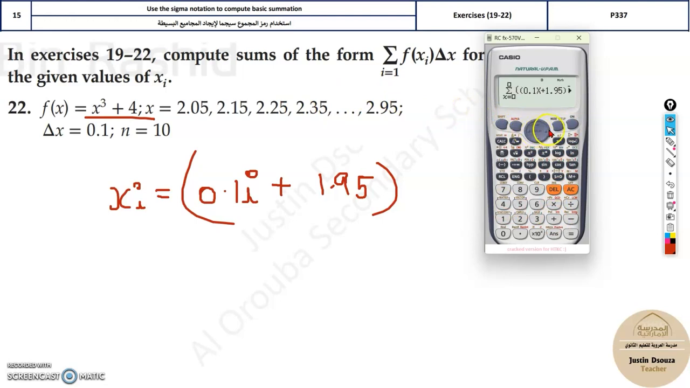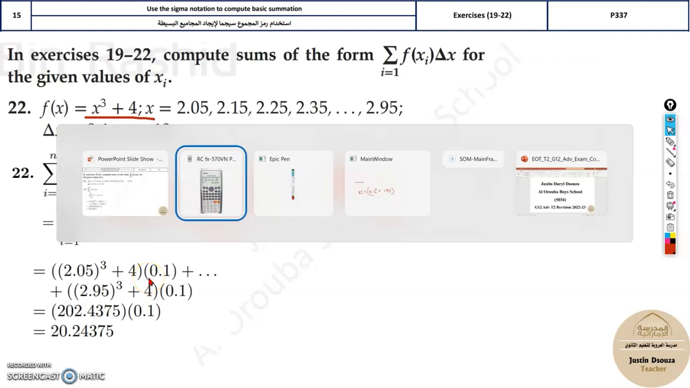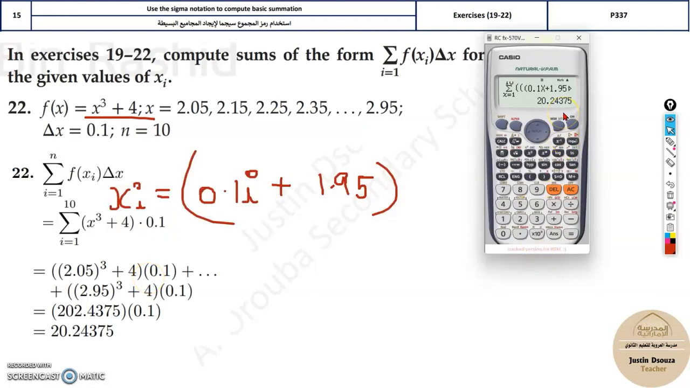So, have I used the brackets? No, I have not used the brackets properly. I open a bracket, again I open and then that closes, and now the one more also closes. Now multiply it with delta x, that is 0.1. The limits are from 1 till 10, that is mentioned always in the question. And the answer is 20.24. Let's check. Yes, that's the correct answer. As you can see, this is the correct answer.